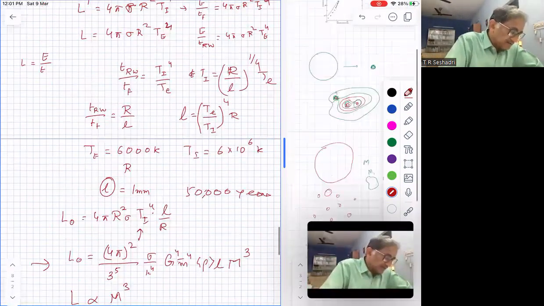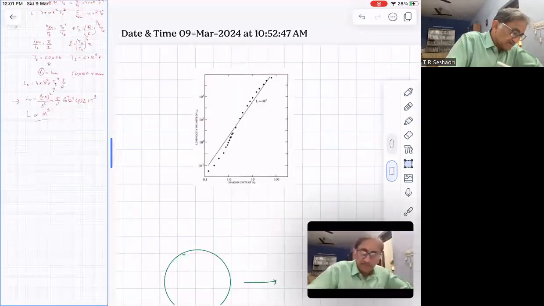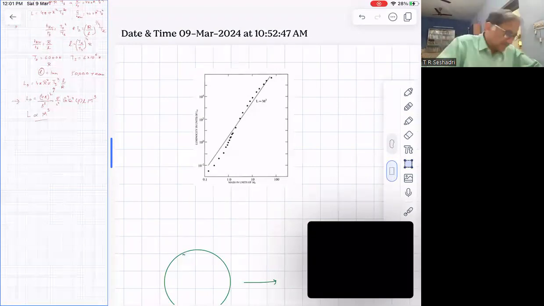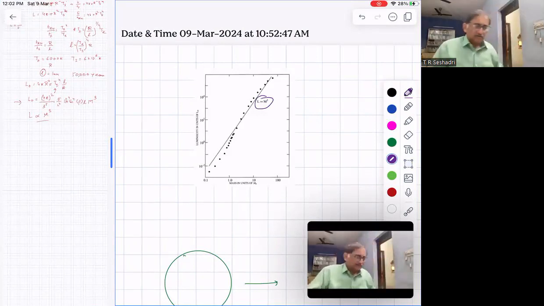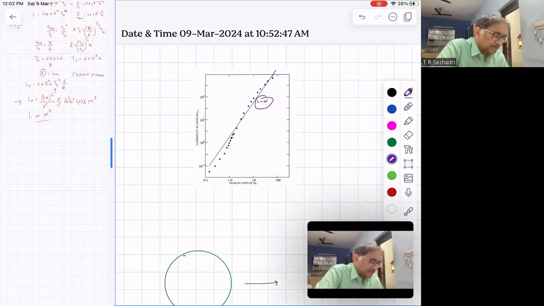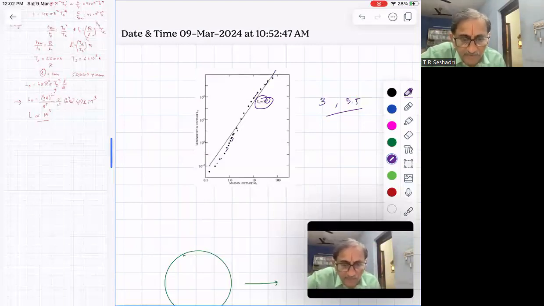And if you actually look at the data, this is how the data is. Can you see the graph? Yes. Now, this line is the L going as, on a log-log graph. So the power law is a straight line with a slope of 3. So this is the line for m cube. And when you actually plot luminosity versus mass, it is very close to m cube, but with small changes. So basically, this exponent is between 3 and 3.5. So this is how the luminosity of stars changes with mass.